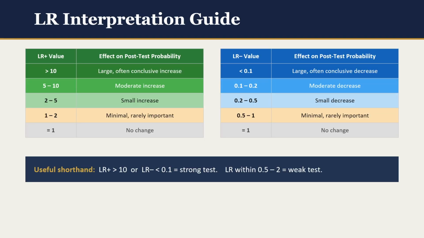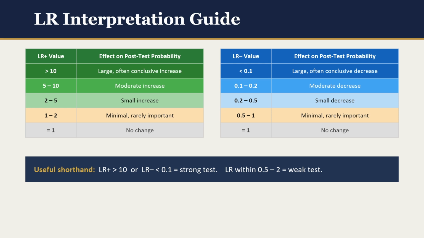Here is a practical interpretation guide for likelihood ratios that you can internalize and use at the bedside. For the positive likelihood ratio, values greater than 10 produce a large, often conclusive increase in post-test probability. These are the tests where a positive result is very meaningful. Values between 5 and 10 produce a moderate increase.